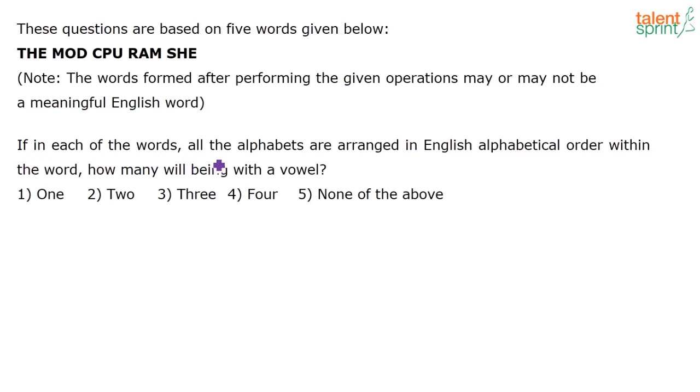If in each of the words all the alphabets are arranged in English alphabetical order within the word, how many words will begin with a vowel? So again, solve this question and give me the answer. 30 seconds for you. So what are they asking? If all the alphabets are arranged in English alphabetical order within the word. So within each word you have to arrange the letters in alphabetical order. So somebody is saying 3.